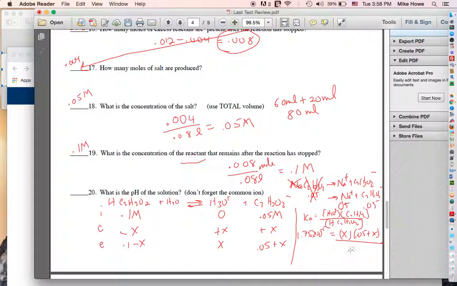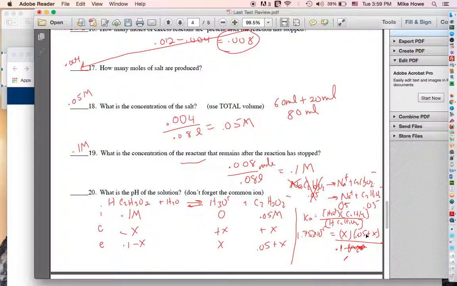On the bottom, you'd have 0.1 minus X. So if I change this into scientific notation, the exponent is -1. The difference between -1 and -5 is 4, so it's okay to ignore this X. So instead of saying 0.1 minus X, whoops, I'm going to say it's just 0.1.